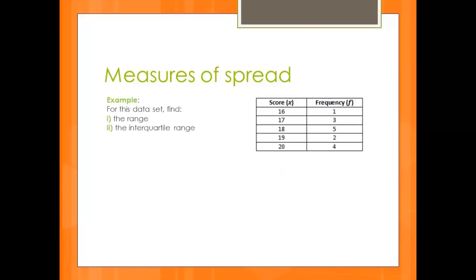To calculate the range, we first need to identify the maximum and the minimum scores. We then subtract the lowest score from the highest score to give us a range of 4.